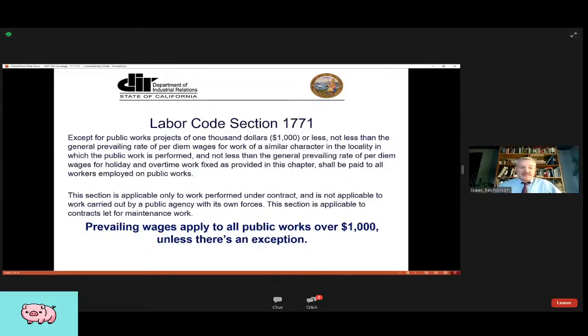And this section is applicable to all work performed under contract and not applicable to work carried out by a public agency with its own forces, which means that the force account employees of the state or a political subdivision are not subject to prevailing wage laws. Of course, they usually have their own public employee bargained contracts, so maybe not necessary. And this is the provision that also covers maintenance work. So as I stated, let's just move on to the next slide.